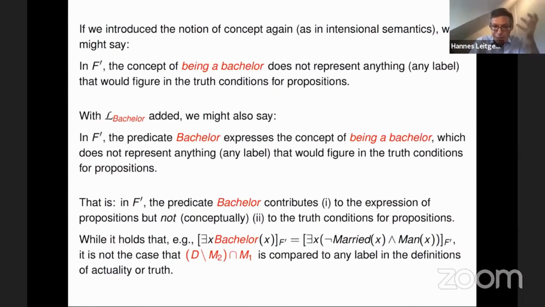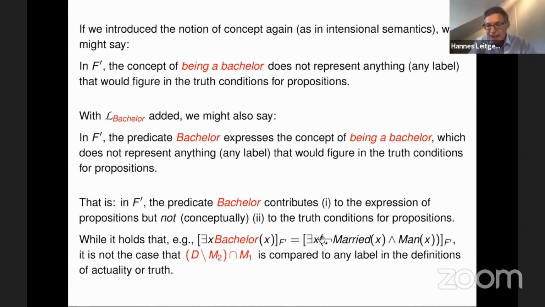That is, in F prime, the predicate bachelor does one thing. It contributes to the expression of propositions, but it does not do the other thing. It does not contribute to the truth conditions of propositions thereby expressed. In other words, I want to say that the predicate bachelor is a merely expressive device in that framework F prime.